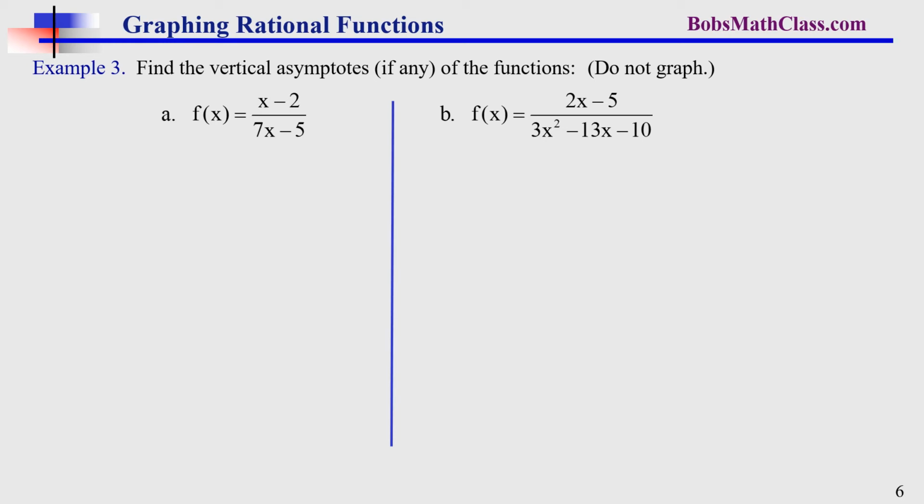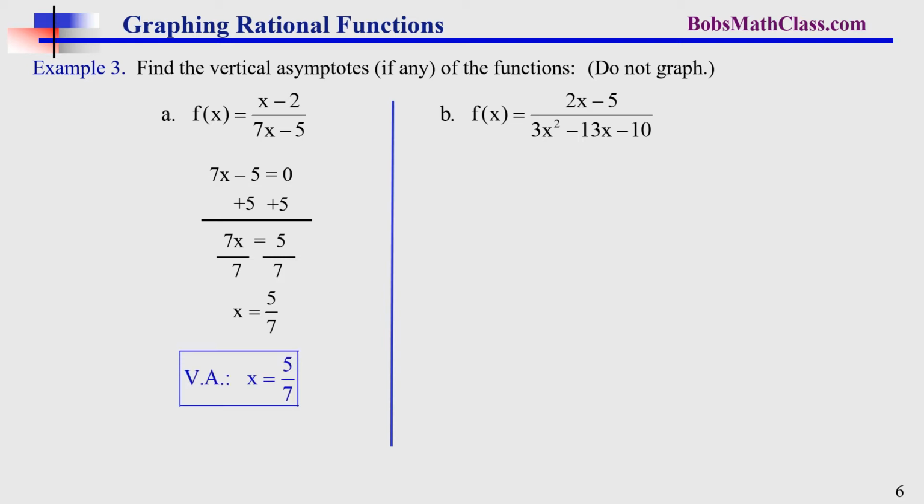Okay, again, more practice. You should pause the video and work these out on your own, and then come back for the solution. All right, first one, set the denominator equal to 0, add 5 to both sides, then divide by 7. So x equals 5 sevenths. That is our vertical asymptote.